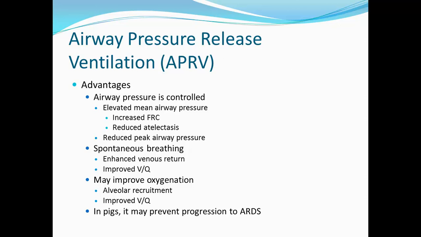Also, with APRV, we allow the patient to breathe spontaneously. That spontaneous breathing helps to enhance venous return. It improves the VQ by also improving the ventilation to the gravity-dependent areas of the lung. Generally, APRV will improve oxygenation by alveolar recruitment and by improvement of the VQ.